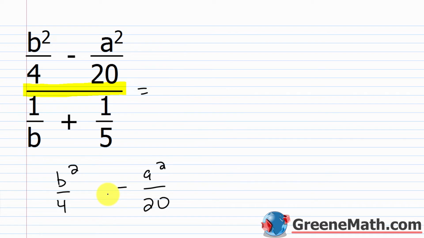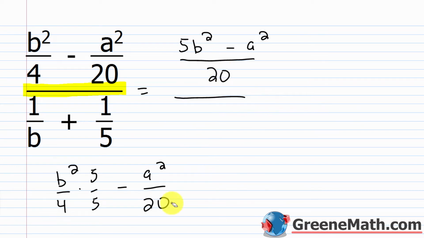Now the LCD here would be 20, right? 20 is going to factor into what? 2 times 2 times 5. 4 factors into 2 times 2. So essentially you need to multiply this by 5 over 5, and then you'd have a common denominator. So this would be 5b squared minus a squared, I don't need to do anything over here, over that common denominator of 20. And then this is over.